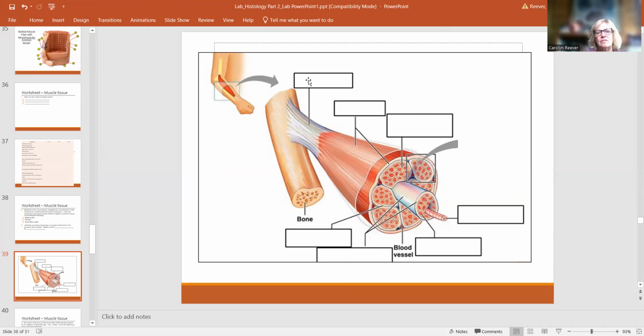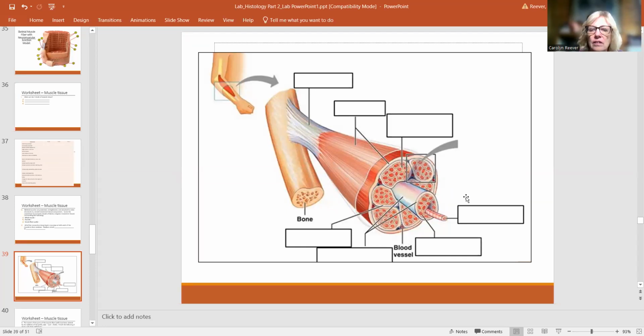Tendon, the epimysium, endomysium. Let me make sure. Yeah, because that's around an individual fiber, right? Mm-hmm.